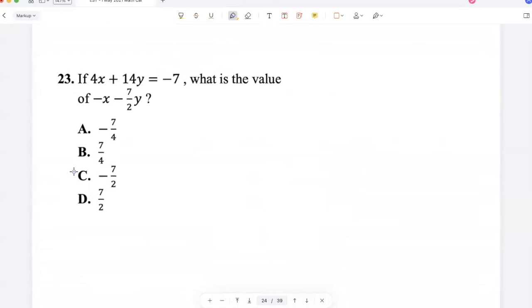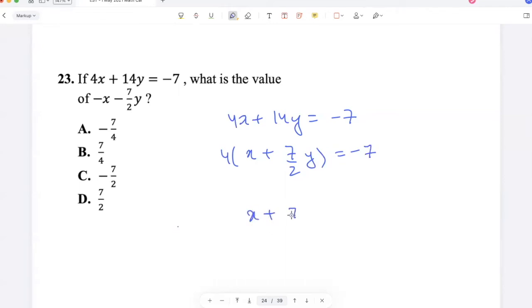If 4x plus 14y is -7, okay, what is the value of -x minus 7 by 2y? Okay, so let me first take 4 common. So x plus 7 by 2y is -7. So x plus 7 by 2y is -7 by 4. So minus x minus 7 by 2y will be plus 7 by 4. B.